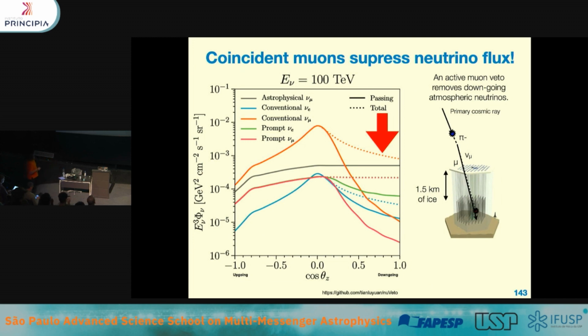When you consider the suppression factor, you end up with these solid lines. The dashed line is the original background, and the solid line is the background when you have no accompanying muon. For the northern hemisphere, the upgoing direction, it is exactly the same, because the muons never reach you, so there's nothing you can do. But for the southern hemisphere, now this is suppressed. Okay?